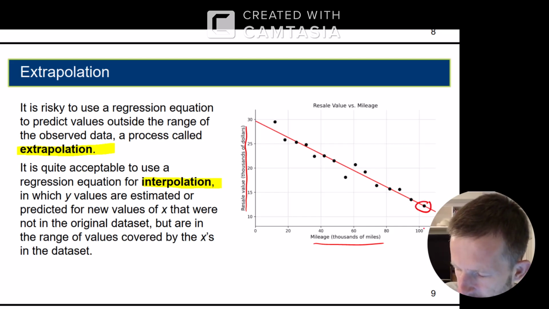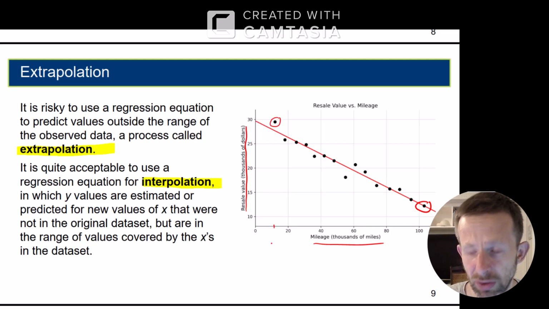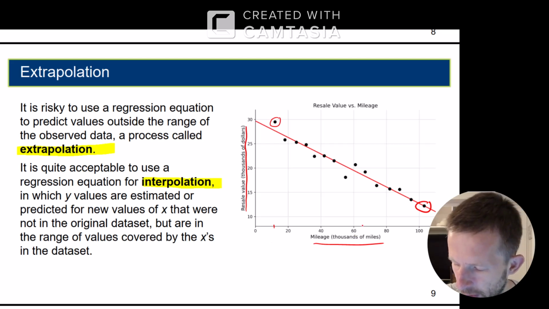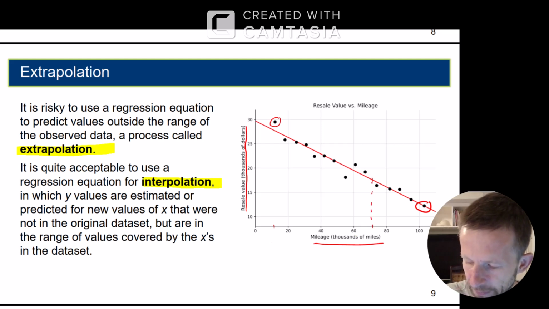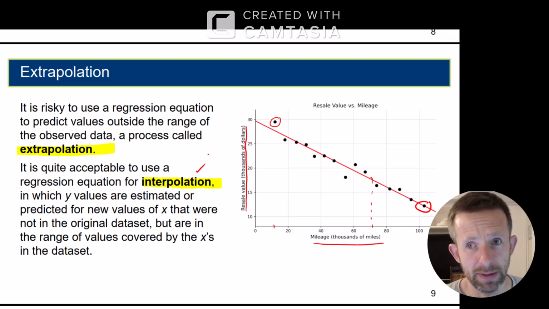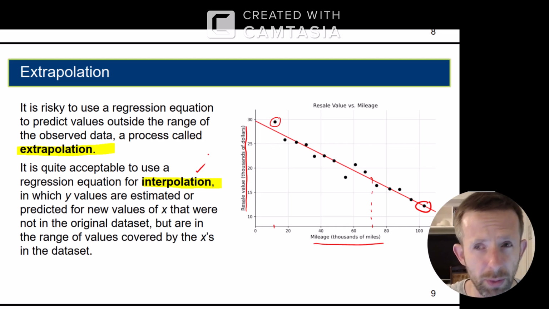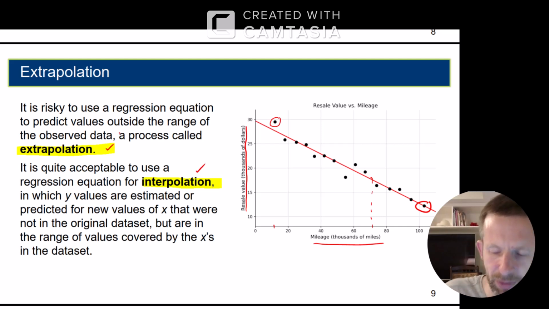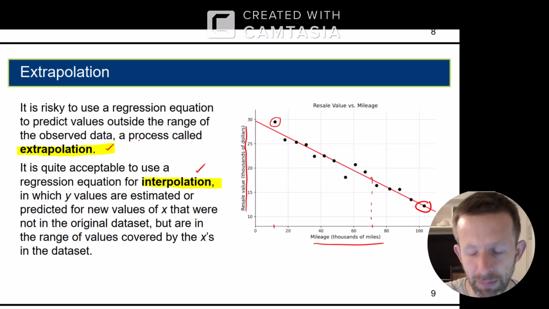Here, the range of the data goes a little bit over 100,000 to a little bit over 10,000. So if I try to find the resale value of a car with, let's say, 70,000 miles on it, that's going to be interpolation, and that's going to be okay. But for 250,000 miles on it, it's going to be extrapolation, and that's not going to give me reliable results.